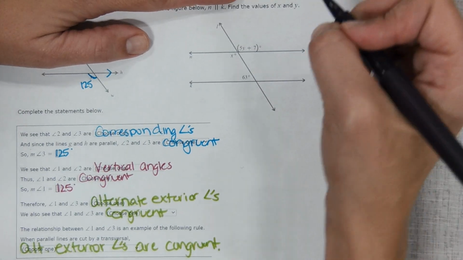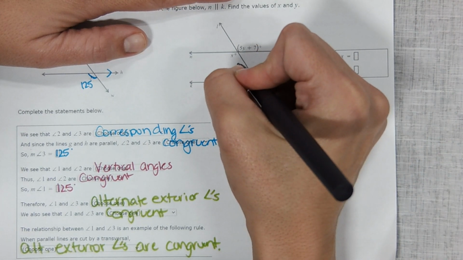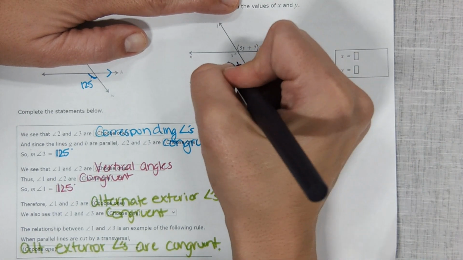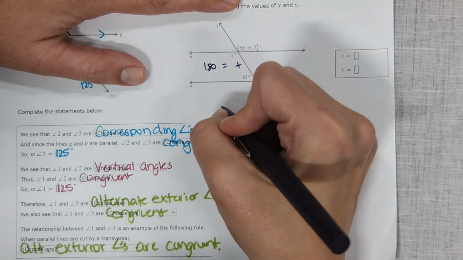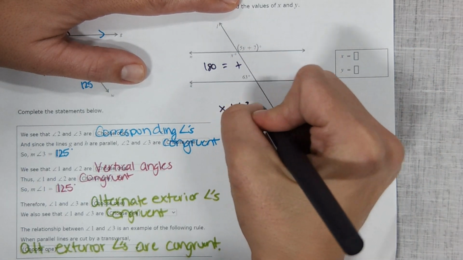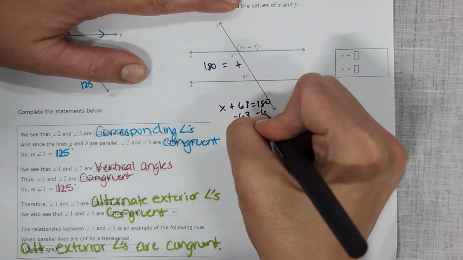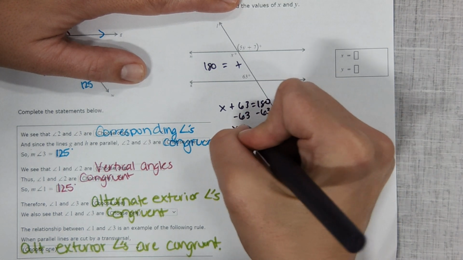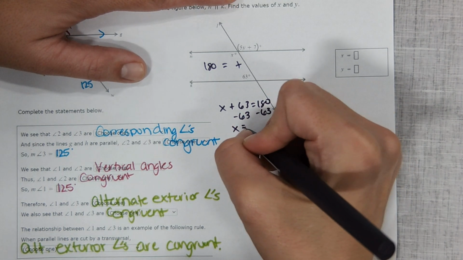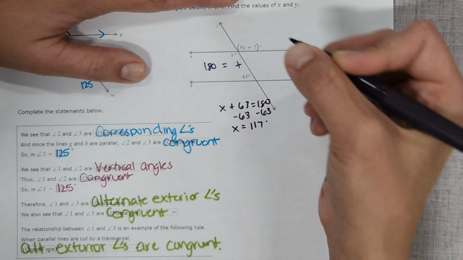So looking at what else I have, consecutive interior angles are supplementary. So this plus this would equal 180. So x plus 63 equals 180, and I can solve for x. Subtract 63, x equals 117 degrees.